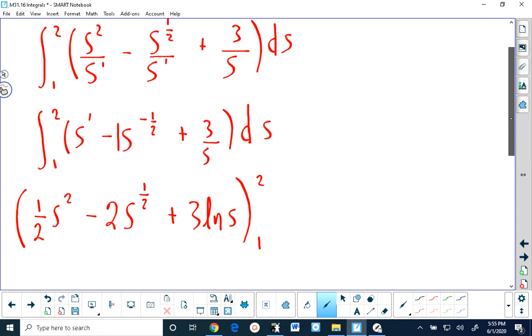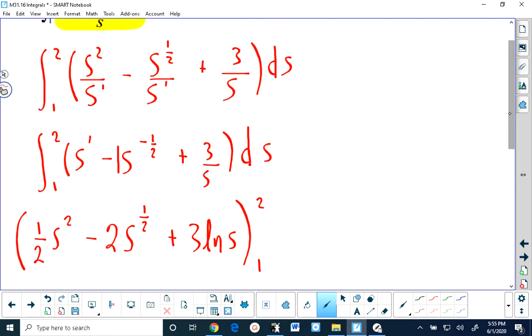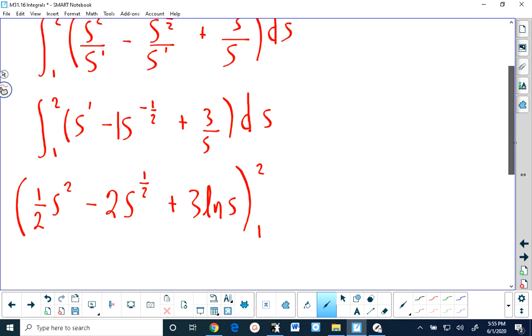Is the derivative of 1/2 s squared the same as s? Yes. Is the derivative of 2s to the half the same as 1s to the negative half? When we differentiate 2s to the half, we indeed get 1s to the negative half. Is the derivative of ln of s 1 over s? Yes. So the derivative of 3 ln s is 3 over s. It looks good. Now what we have to do is evaluate this.